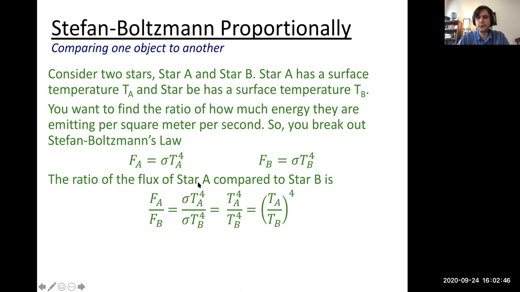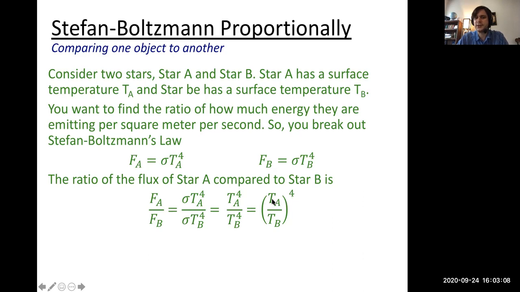And notice that the sigmas go away. They cancel out. Sigma divided by sigma is 1. So now I just have the temperature of A to the 4th power divided by the temperature of B to the 4th power, which I can pull that 4th power out of, and it's just the ratio of the temperatures. The temperature of A divided by the temperature of B, raised to the 4th power.